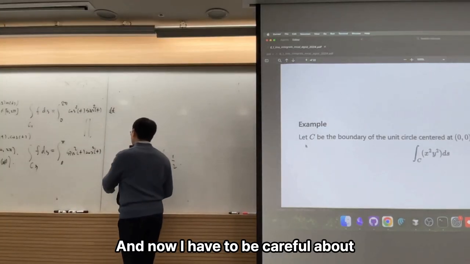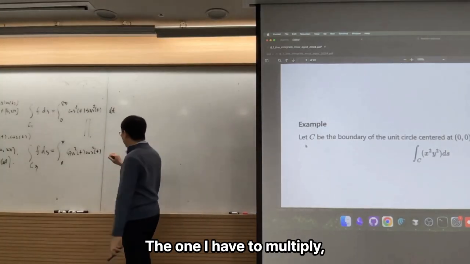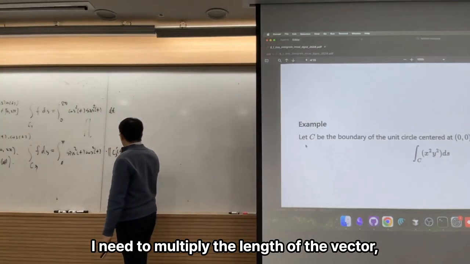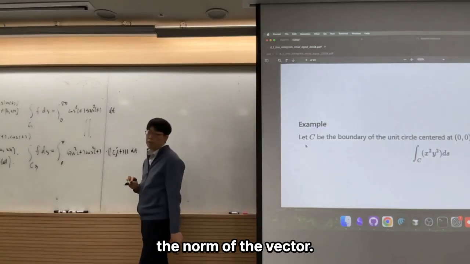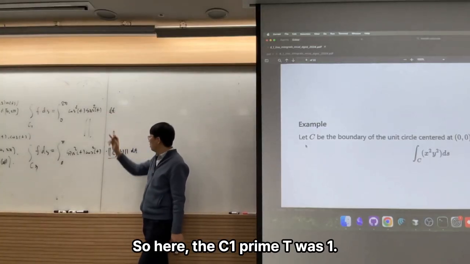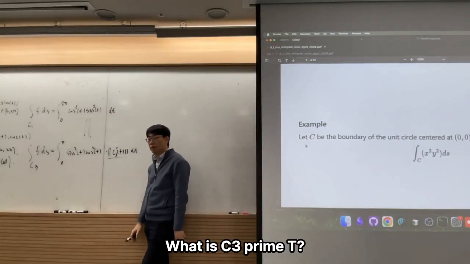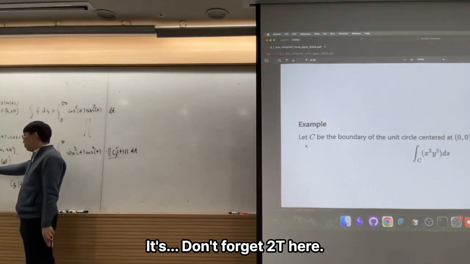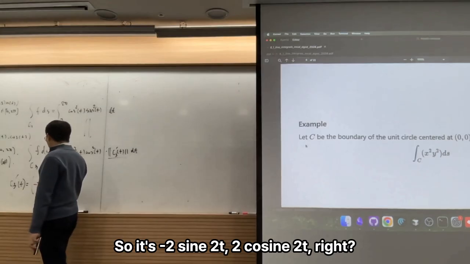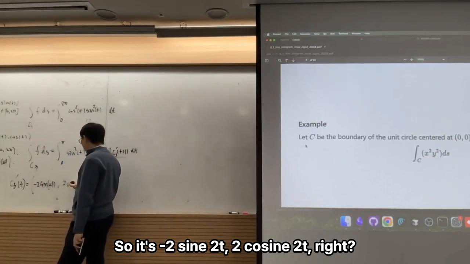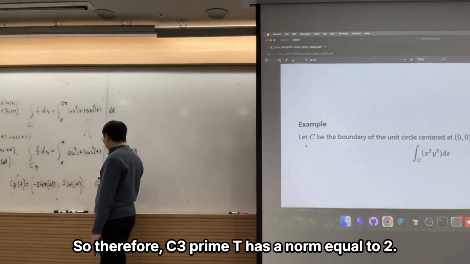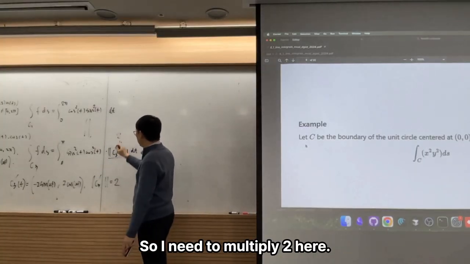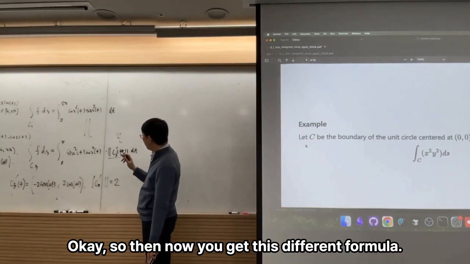And now I have to be careful about what I'm multiplying. What I have to multiply, which I didn't write here explicitly, is the length of the vector, the norm of the vector. So here the norm of C1 prime of t was 1. What is C3 prime of t? Don't forget the 2t here. So it's (minus 2 sine 2t, 2 cosine 2t), right? Therefore, C3 prime of t has a norm equal to 2. So I need to multiply by 2 here. Okay, so now you get this different formula.